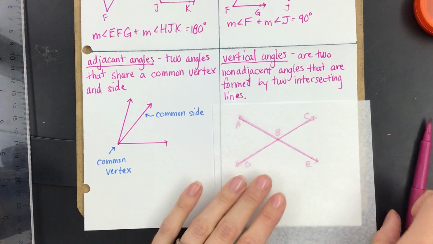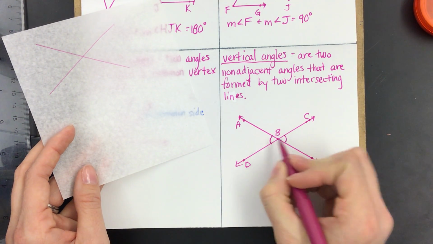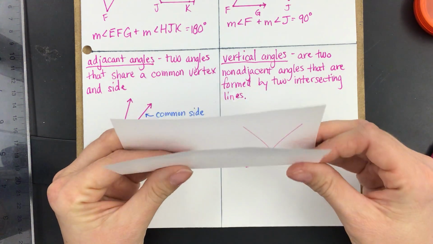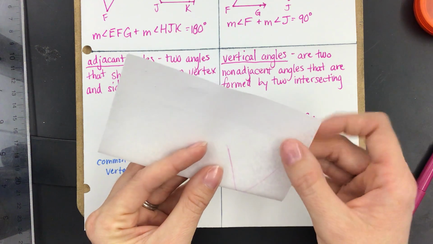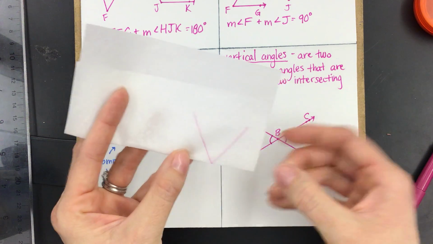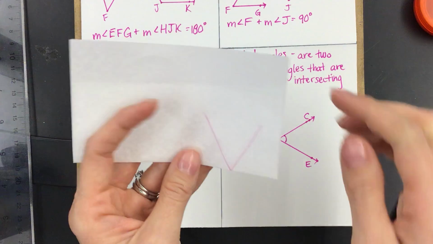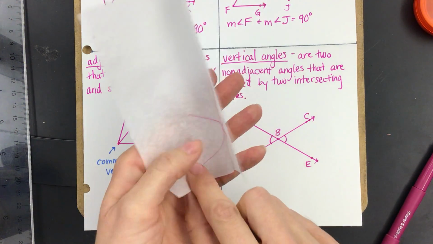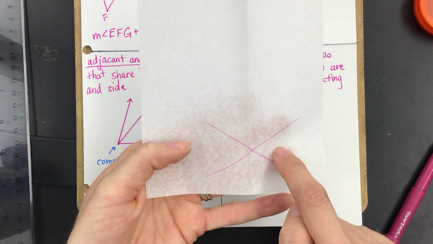So the cool thing about vertical angles is, let's take a look. These would be considered vertical angles right here and here because they're across from each other. Now if I fold my patty paper right on the vertex, you can see that those two angles line up exactly. You see that? Right on top of each other. So these are the same measure. So we can say that this angle and this angle are the same.